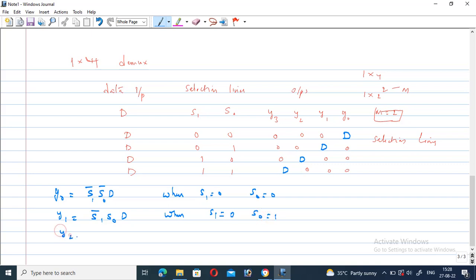At the same time, if you are treating Y2, it is S0 bar S1 D, when S0 is equal to 0 and S1 is equal to 1. So for the third combination, Y3 is equal to S1 S0 into D, when both S1 is equal to 1 and S0 is equal to 1. So this is a diagrammatic representation for Demux for 1 by 4.